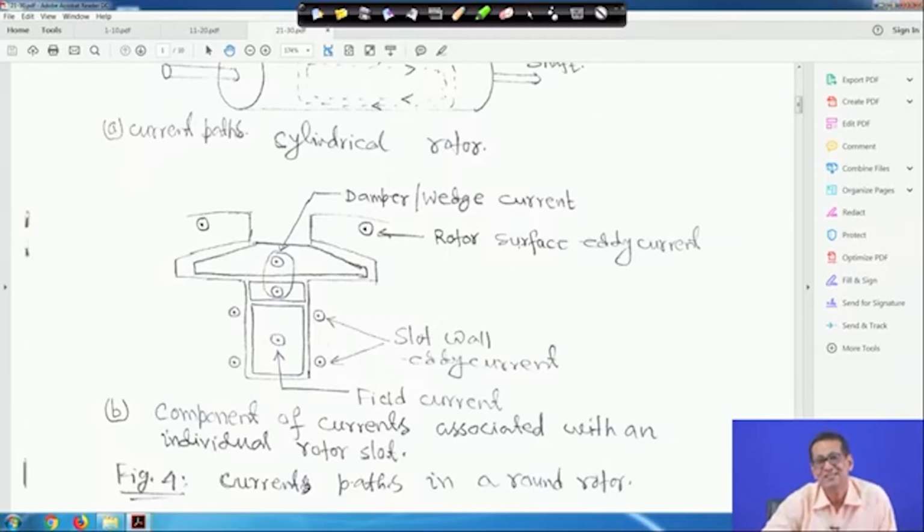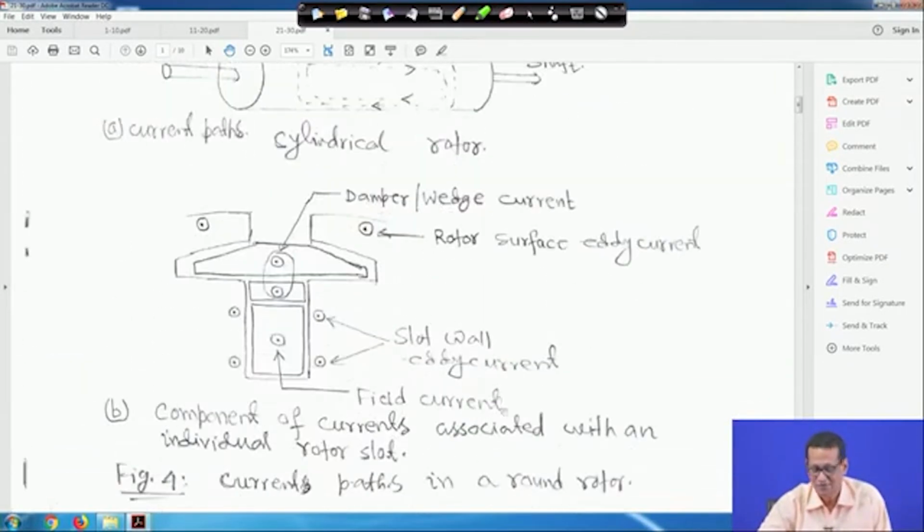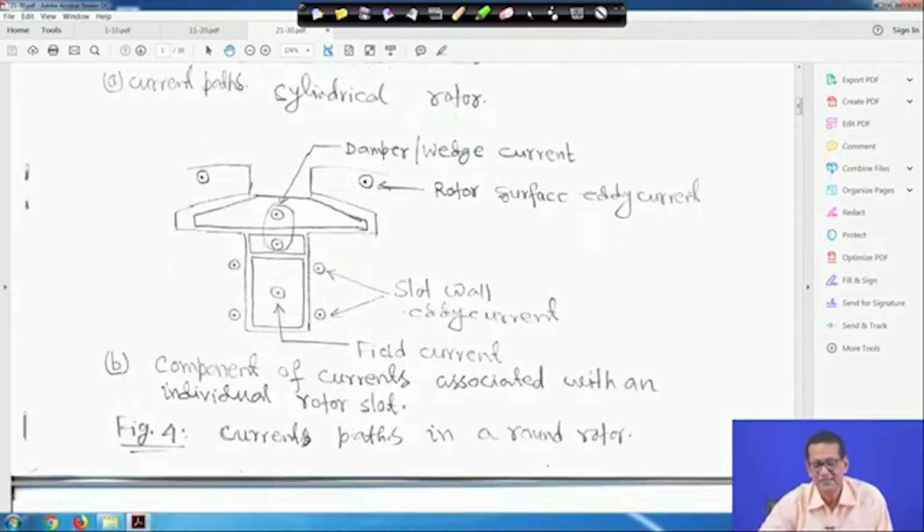Those you have studied in your electrical machine courses, right. But our objective is something different. This is just the preliminary basic thing, whatever little bit we are giving. So this is the current path in a round rotor for your synchronous generator, which uses a cylindrical rotor type, used for thermal power plant, that is steam power plant or gas turbine. So this is different, your eddy current.